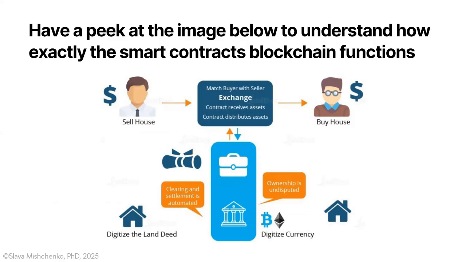And what's particularly powerful about the system is that it's automated and undisputed, because the clearing and settlement process happens without human intervention. And once it's recorded on the blockchain, the ownership is immutable and transparent. And this is why I believe smart contracts are revolutionizing not just real estate, but any industry that relies on contracts and trust. Next slide.